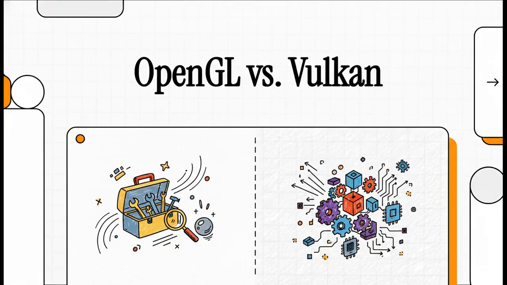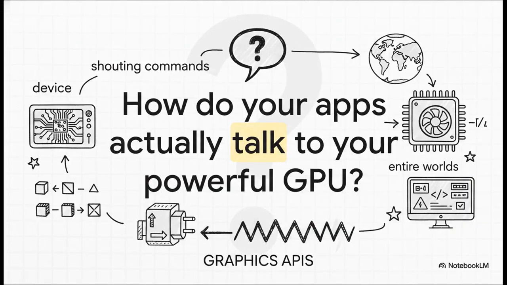Let's figure that out. I mean, seriously, think about it for a second. You've got this amazing piece of hardware just sitting in your device, right? It can render whole universes in the blink of an eye. But your favorite game can't just yell at it and tell it what to do. There's got to be a translator, some kind of common ground. And that right there is where graphics APIs come in.